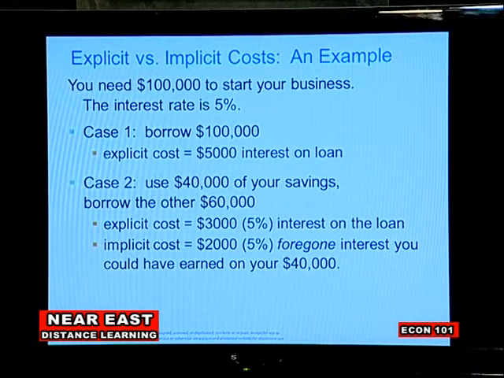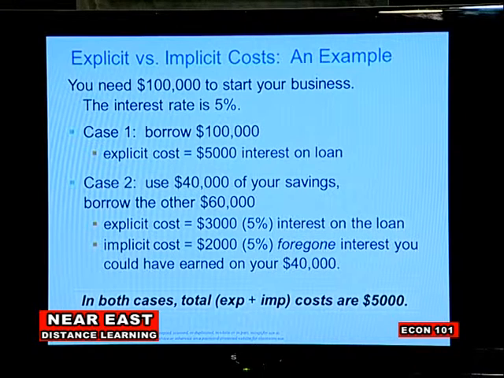Case 2 says use $40,000 of your savings and borrow the other $60,000 from a bank. When you use your savings, this is like an opportunity cost, because instead of earning interest, you are using the money to start your business. So we call this implicit cost. Implicit cost here equals $40,000 multiplied by the 5% interest rate, which is $2,000 of foregone interest you could have earned on your $40,000. And we have explicit cost, the amount you borrow from the bank, which is $60,000 multiplied by 5%, equal to $3,000 interest on the loan. Total cost here equals explicit plus implicit cost, which is $3,000 plus $2,000, equal to $5,000.